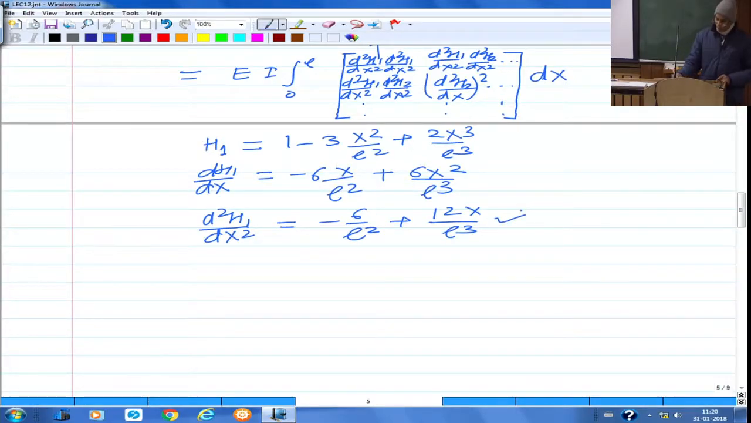Now, in the case of the linear truss, the two noded truss element, it was constant. For the quadratic truss, it was a linear function of x. Here, because it is a second derivative, the functions are cubic, but the second derivative is linear in x. Similarly, you can look at d2h2 by dx square.